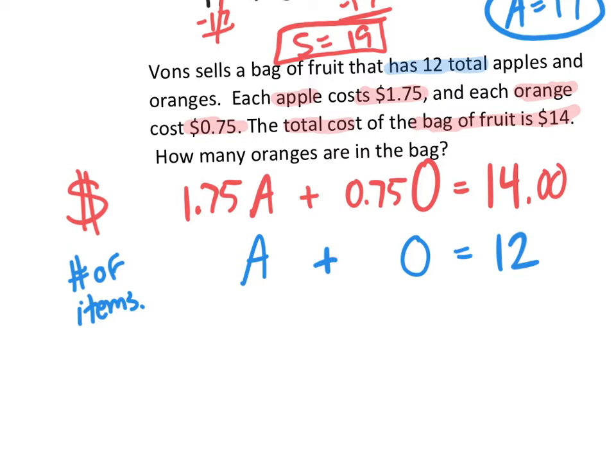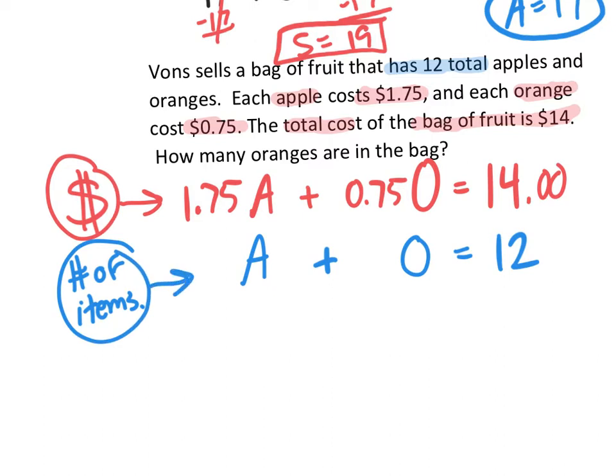So it's that easy, guys. You got to read it carefully, create one equation based on money. There it is. Create another equation based on the number of items, whatever you're dealing with. It might be fruit, it might be baskets at a basketball game, it might be bags of potato chips, right? Depends on the number. Tickets at a museum, I don't know. Right here we're dealing with fruit. Apples plus oranges equals the total amount of apples and oranges in the bag, which is 12.